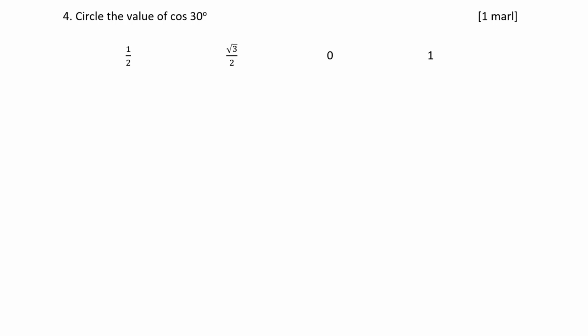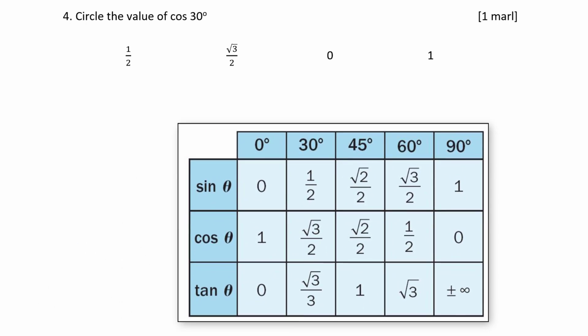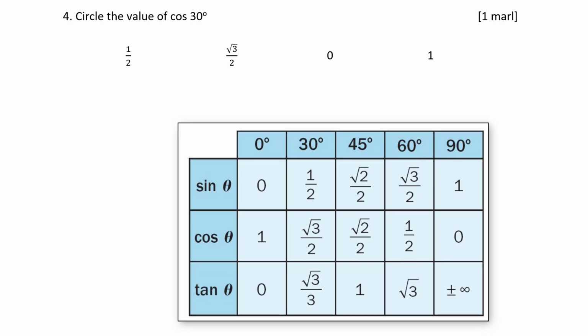Question 4, circle the value of cos 30 degrees. So for your GCSE, you're going to have to remember the exact values for certain key trigonometric ratios. The ones you need to remember are the angles 0, 30, 45, 60, and 90 degrees, and you'll need to remember the sine, cosine, and tangents of all of those.